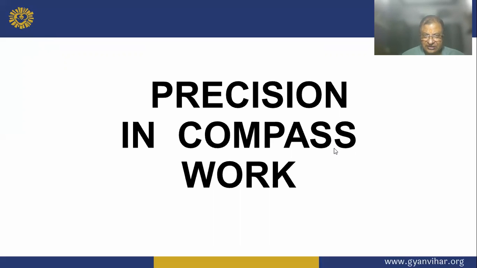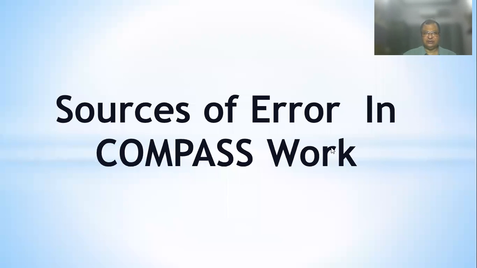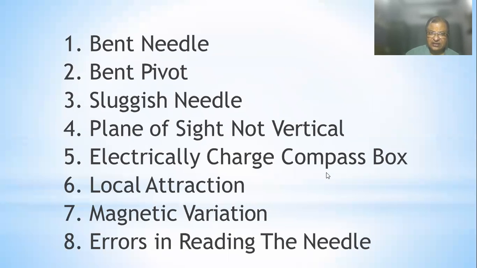Now, precision in compass work. So sources of error in compass work we will discuss: bent needle, bent pivot, sluggish needle, plane of sight not vertical, electrically charged compass box, local attraction, magnetic variation, and errors in the readings.